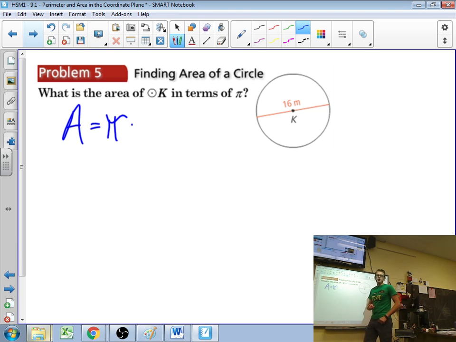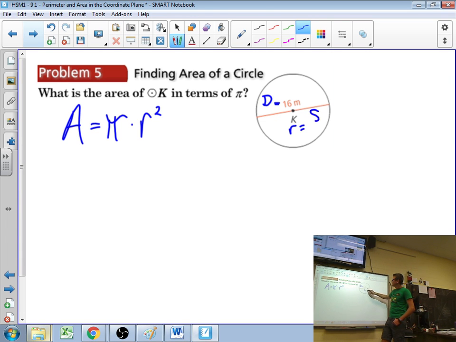Always pi is going to be involved because it's a circle, times radius squared. Something has to get squared because it's area. So I'm not given the radius. Don't jump right in. Don't get so excited to solve the problem that you use the 16. I don't want the 16. The 16 is my diameter. And what's my radius?